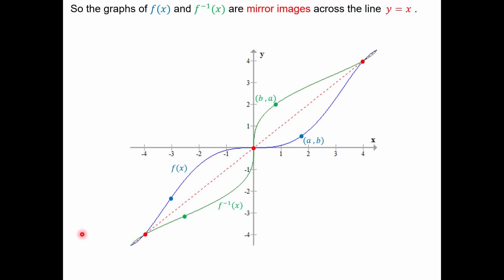And there it is. The green is the inverse of the blue. And they map very nicely across that line. They mirror. Okay, so the green is the mirror image of the blue graph. And therefore it is the inverse graph from our original.